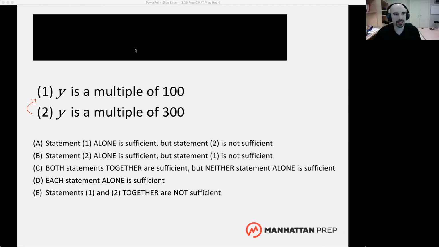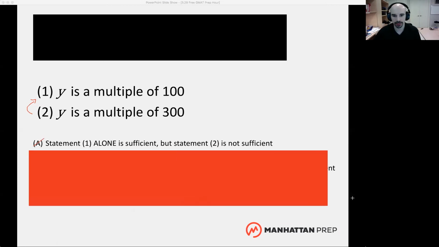Now, Prep says, Avi, you can go ahead and eliminate these. And so I want to talk about them one by one and see whether I agree or not. We'll start with A. Answer choice A says 2 things. The first thing it says is that statement 1 alone is sufficient.